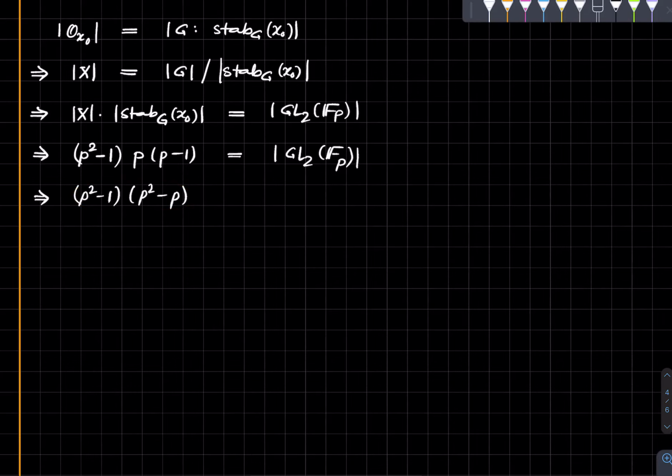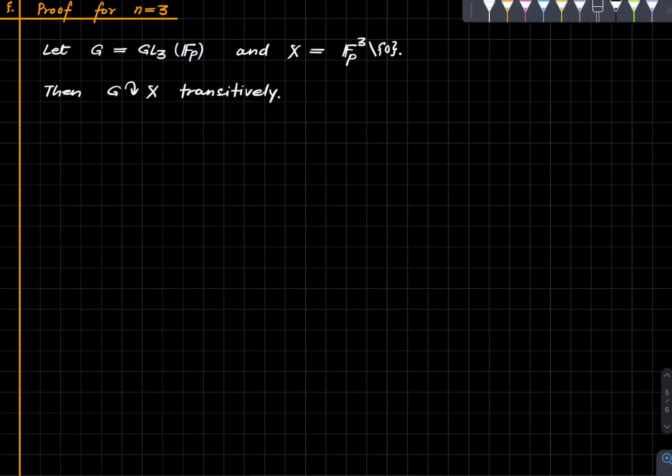And now let's do it for n equals 3. For n equals 3, it's the same thing. Here we have the group is GL3(F_p) and X is all 3 cross 1 matrices over F_p, and you take out the 0.